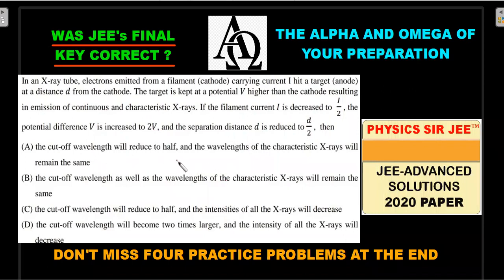The first option: the cutoff wavelength will reduce to half, and wavelengths of characteristic X-rays will remain the same. In the second one, he says both remain the same. In the third one, he talks about the cutoff wavelength being reduced to half and the intensities of all X-rays decreasing. And the last one: the cutoff wavelength will become 2 times larger and the intensity of all X-rays will decrease. So we have to choose which of these options is appropriate.